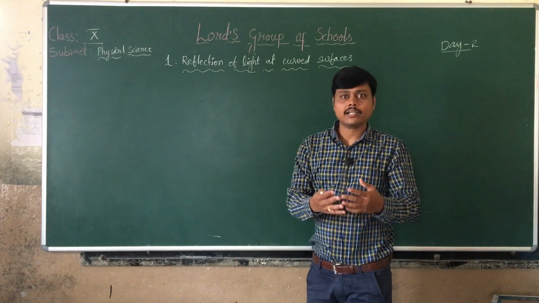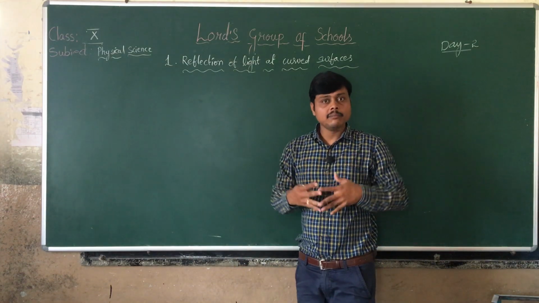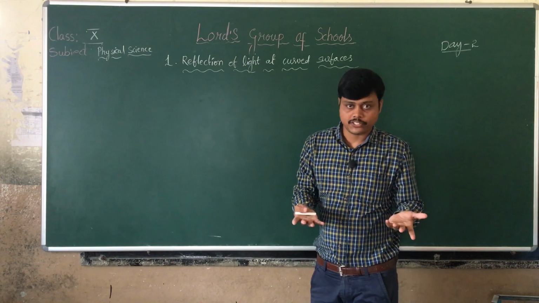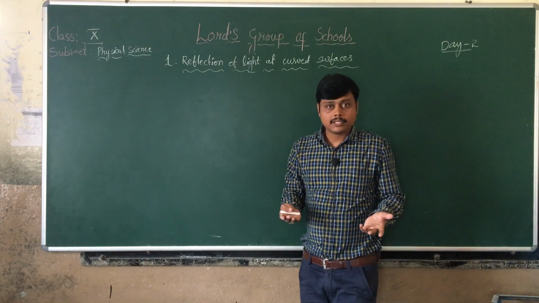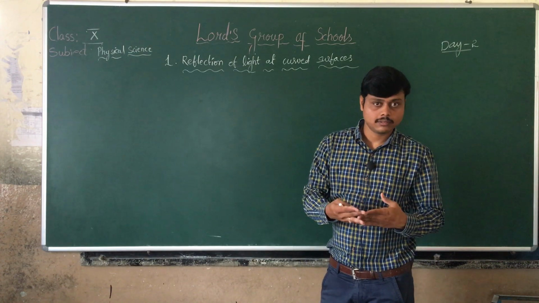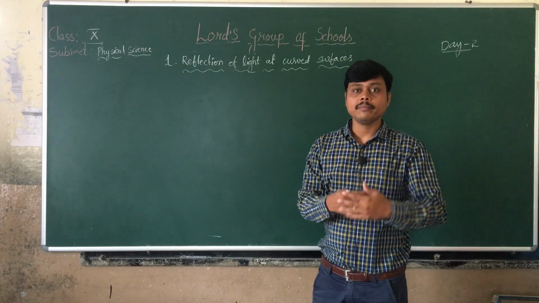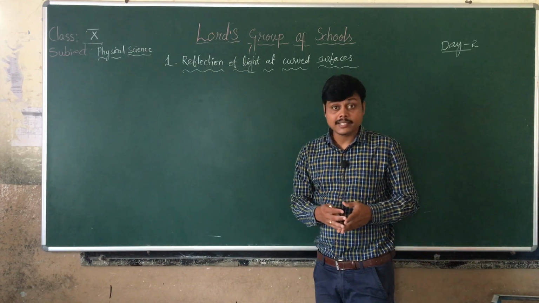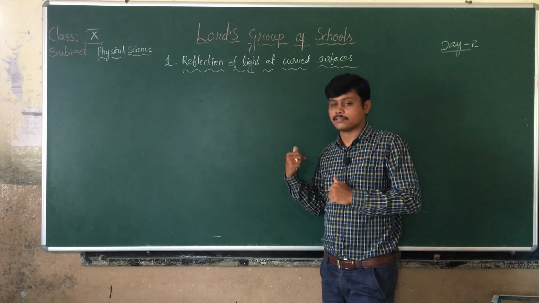Normally in our day-to-day life, at our home we have a plane mirror. In the plane mirror, the size of the object is equal to the size of the image. That is very clear. But what happens with a curved mirror? Do we get the same size of image as the size of the object? That is the important point we have to focus on in this lesson.